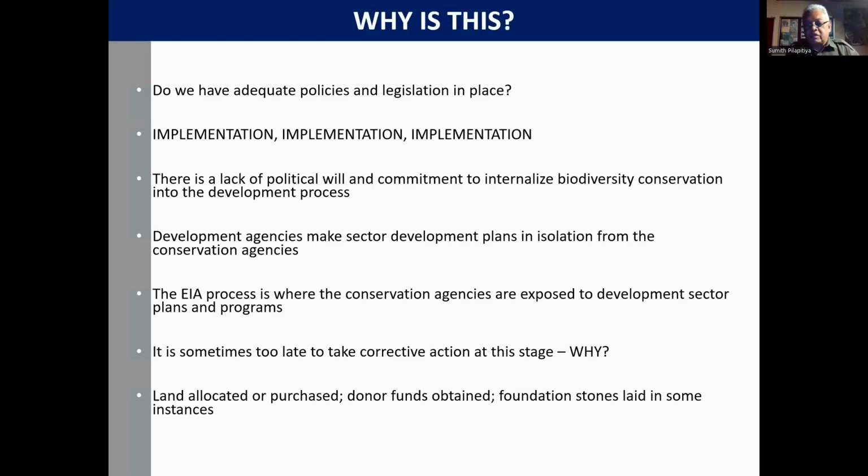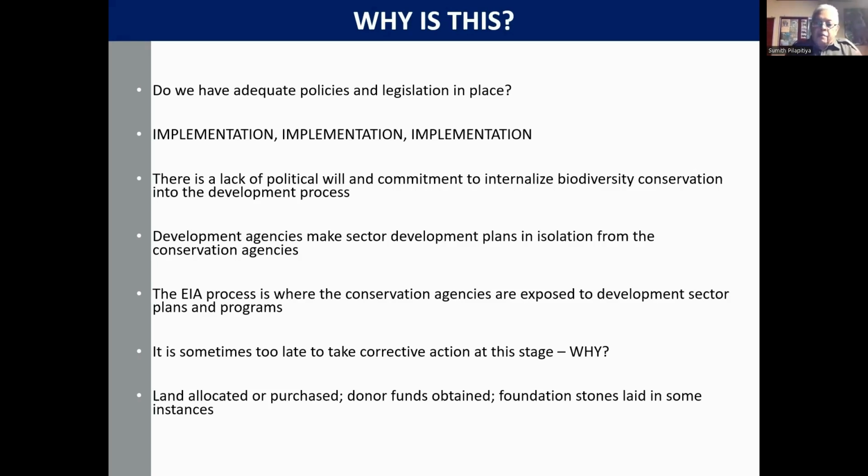They don't understand the link that I just showed you earlier, that the more biodiverse our ecosystems are, the stronger the ecosystem services that we can provide and the greater the development potential. Because they don't understand that, they keep biodiversity outside the development process. Development agencies and sector development plans are developed in isolation from conservation agencies.